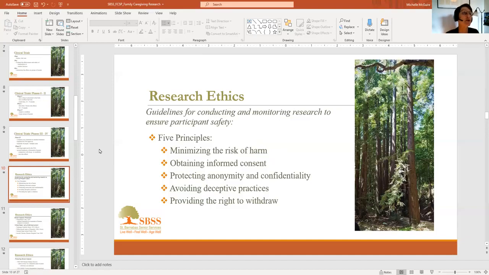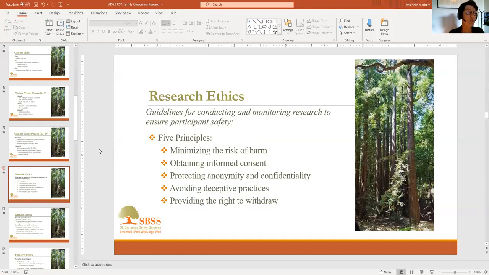So research ethics are basically guidelines for conducting and monitoring research to ensure participant safety. And there's 5 principles of research ethics. Minimize the risk of harm to the participants, obtain informed consent, protecting participants' anonymity and confidentiality, avoiding deceptive practices, and providing the right to withdraw.